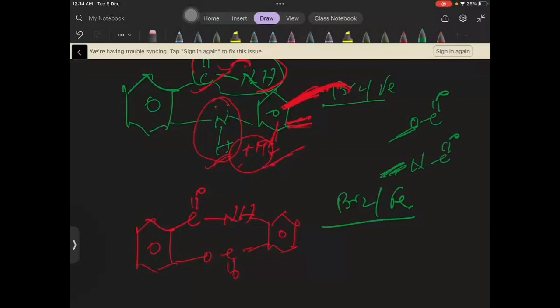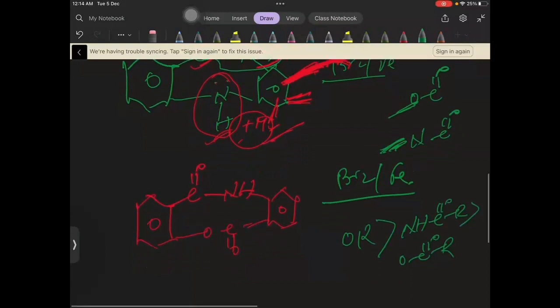So you have to learn the order. Students, OR is the most favored for electrophilic aromatic substitution reaction, then NH C double bond OR, and then OC double bond OR. Okay, so here is also a mesomeric effect. Here is also a mesomeric effect.